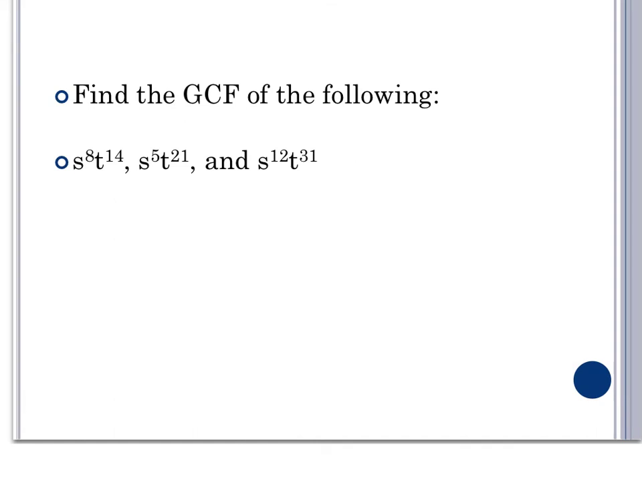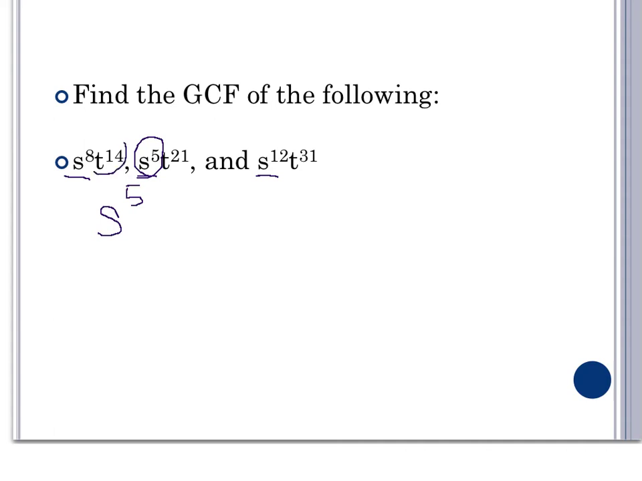So using that principle, let's look at finding the greatest common factor of the following 3 terms. I'm going to start by comparing the s's. I have s to the 8th, s to the 5th, s to the 12th. Again, I could write everything out, but I'm going to say all of them have s to the 5th in them. So s to the 5th is the greatest common factor of s's that we have in this term.